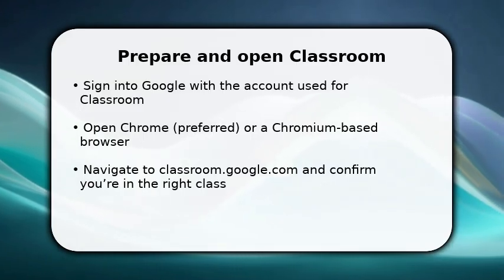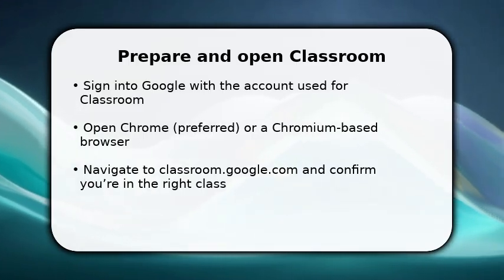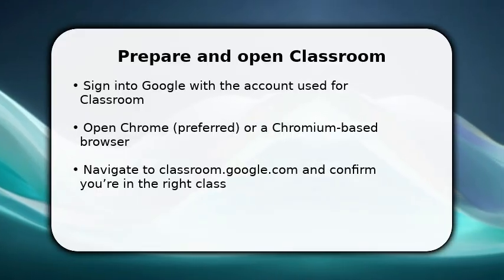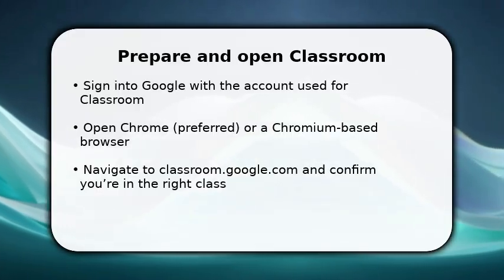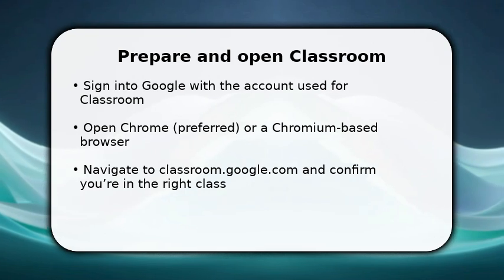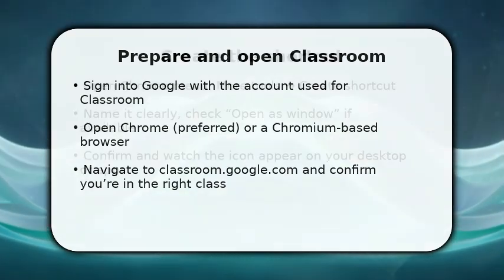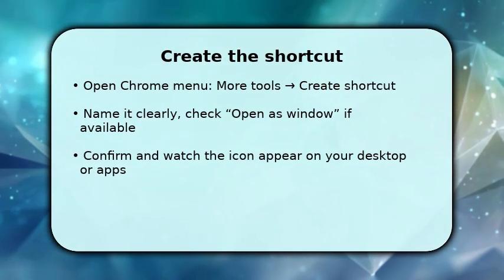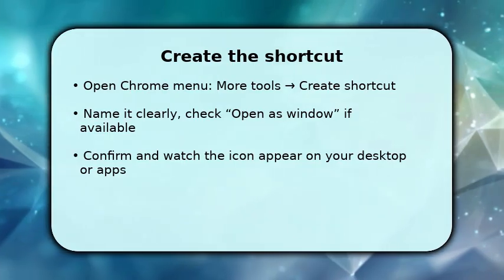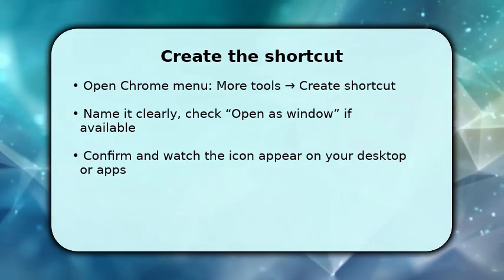Make sure any pop-up blockers are off temporarily so the browser can register the site as installable. This step prepares the page metadata the browser needs to create a proper shortcut. Now create the shortcut. Open Chrome's menu, choose More Tools, then Create Shortcut. You'll see a name field.